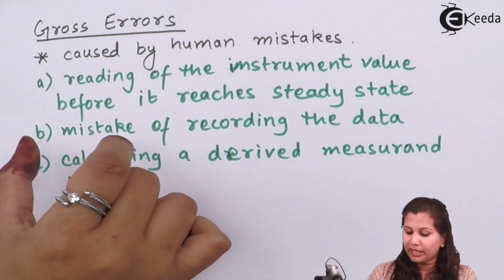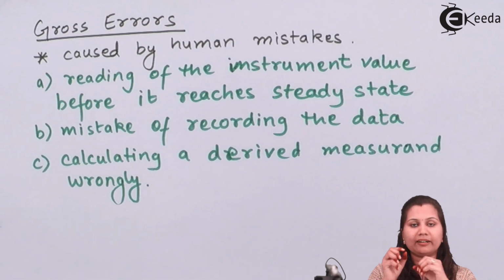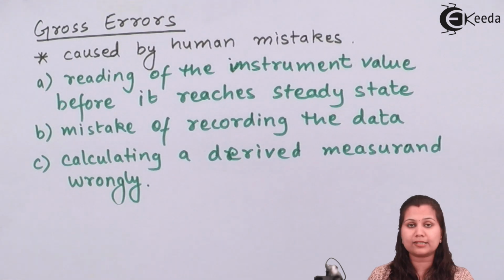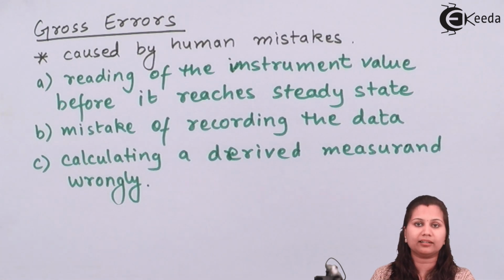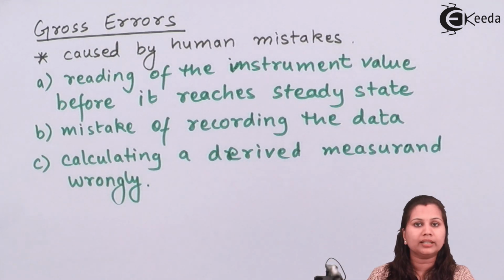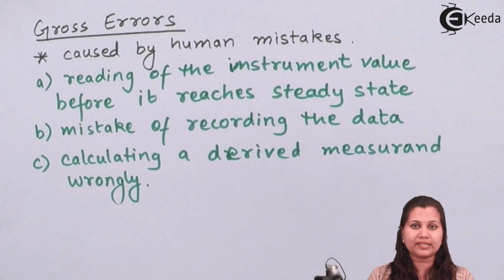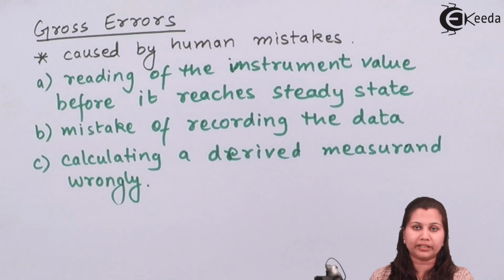Also, suppose he is taking the reading and has taken the correct reading, but when he is recording it, or noting it on the paper, he has mistakenly written some other number. So if there is any mistake in the recording of the data, then also error can occur. Another type is that after taking all the readings, we have to do some calculations, and after those calculations we get the value of the measuring quantity. So in those calculations, if any mistake is done by the observer, then also error can occur.